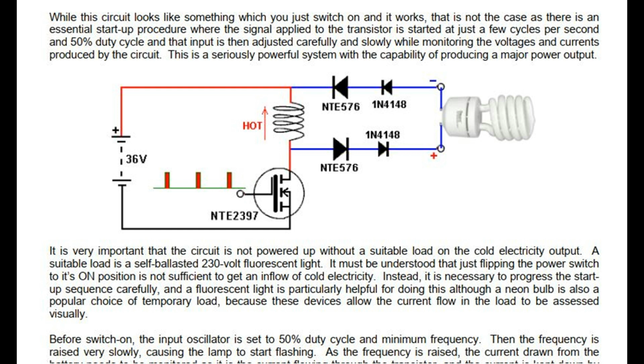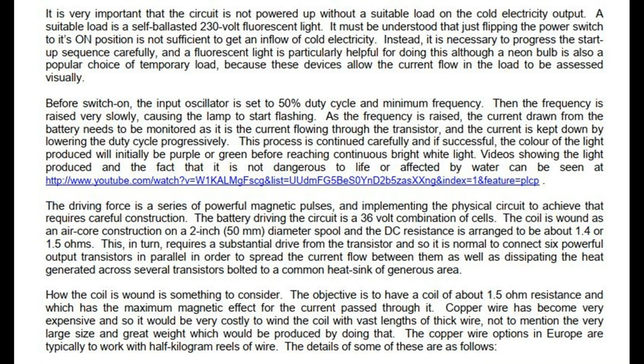Before switch on, the input oscillator is set to 50% duty cycle and minimum frequency. Then the frequency is raised very slowly, causing the lamp to start flashing. As the frequency is raised, the current drawn from the battery needs to be monitored, as it is the current flowing through the transistor, and the current is kept down by lowering the duty cycle progressively.